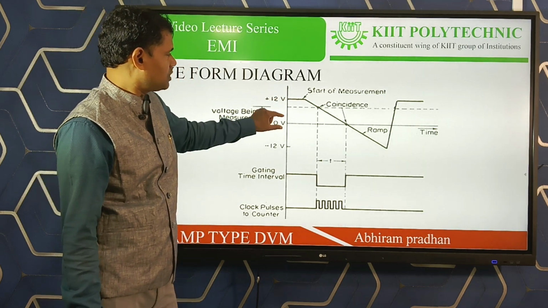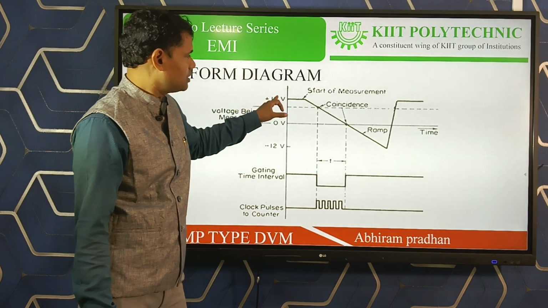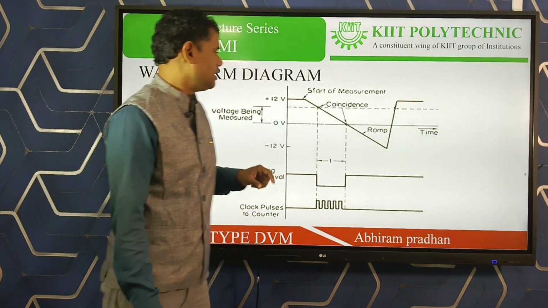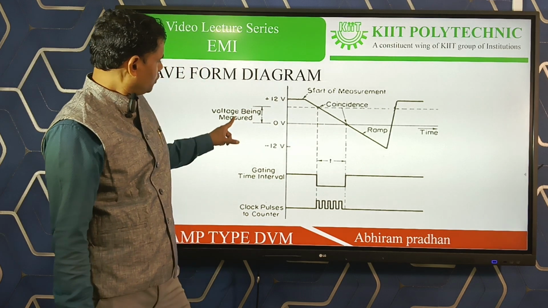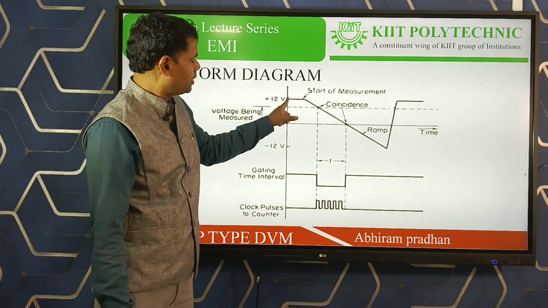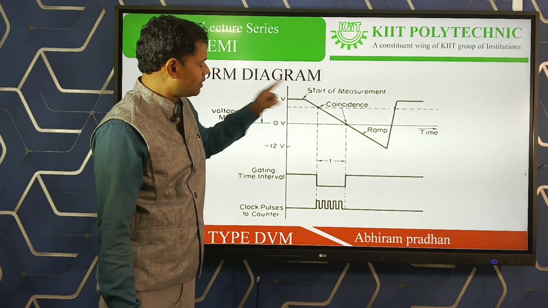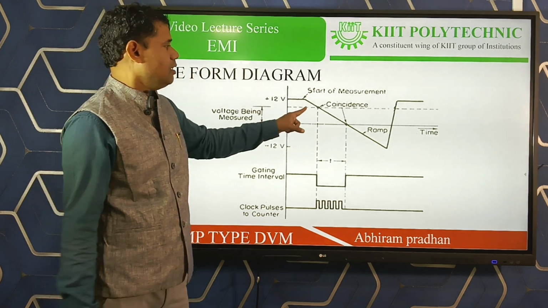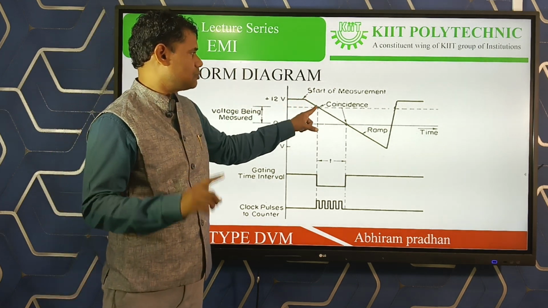The voltage इसको measure करना है. ये A level में 12 volt. ये ramp generator का signal है. Ramp generator का signal. So input voltage is compared when it reaches this point. At that point, what will happen? Now the start pulse gives the signal.